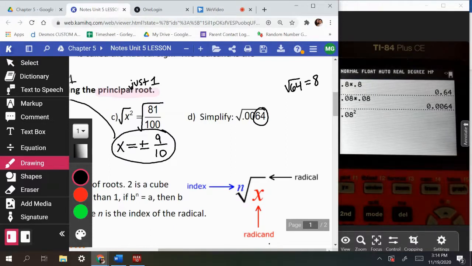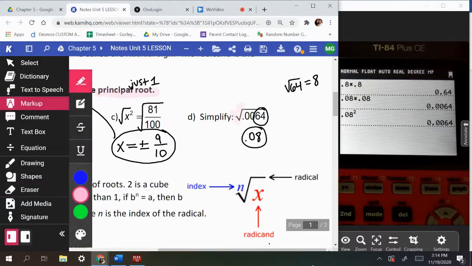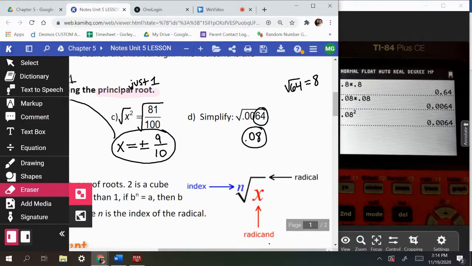Another way you could do it is by squaring it to get the 0.0064. Notice that when I have 1 digit after the decimal and then multiply it by itself, I have 2 after the decimal. So just look for those patterns. My simplification is just going to be 0.08. I'm not going to put plus or minus, because this radical symbol was here before. I did not draw it in myself, so that's how I know I'm just looking for the principal root.